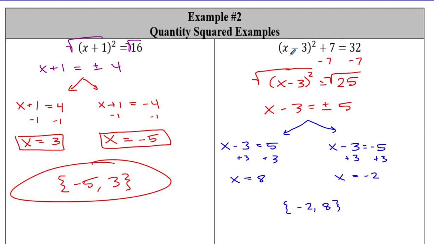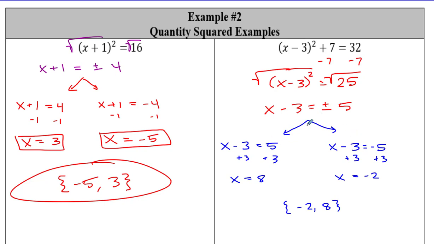All right, welcome back. So what I did here, if you see this positive 7, we got to subtract 7 from both sides. 32 minus 7 gave me that 25. And I was left with the x minus 3 squared. So we square root both sides. We get x minus 3 equals plus or minus 5.